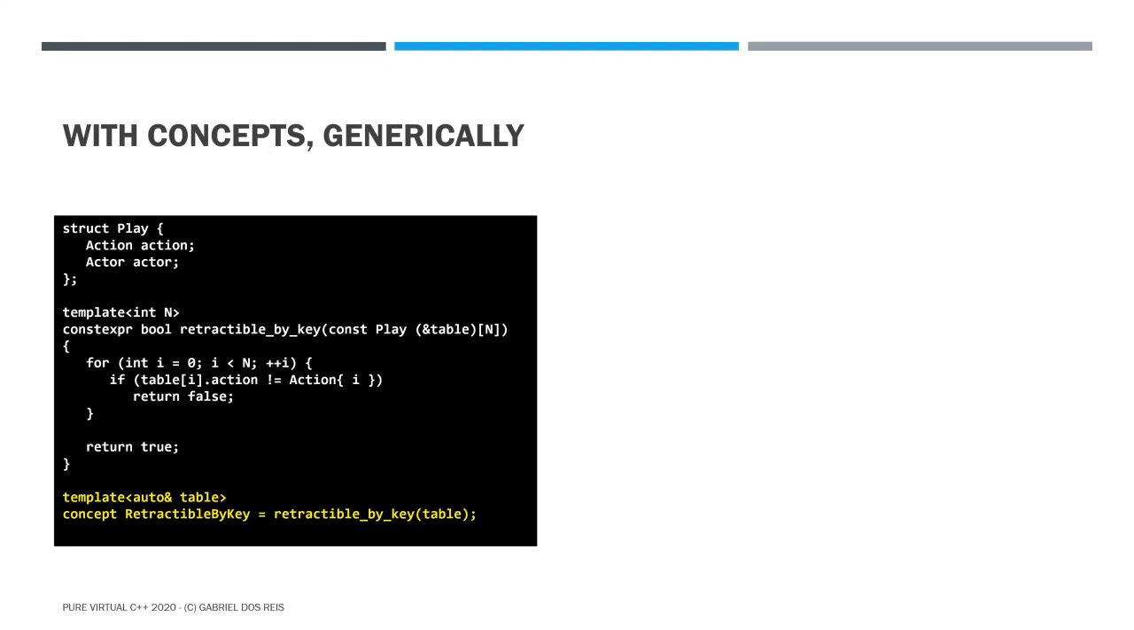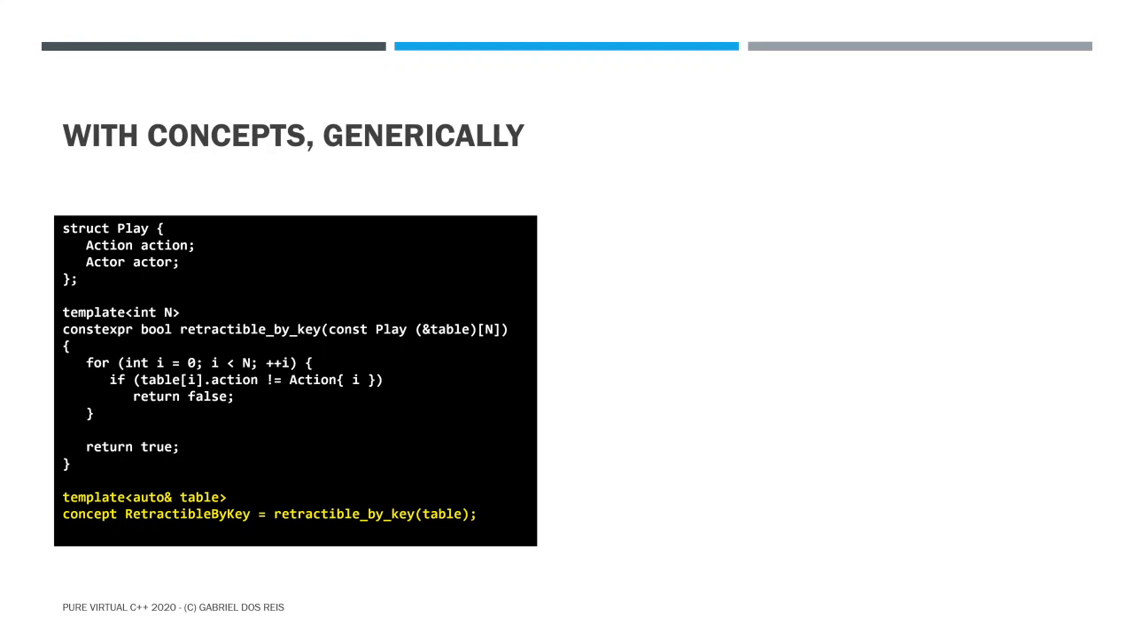So here we introduce the concept retractable by key. The declaration, the definition here looks like we have a template, but it is not a template. It is a concept. And we know it is a concept because we use the keyword concept. And the definition is by running this predicate, structured by key, on the table, which is a template non-type parameter.